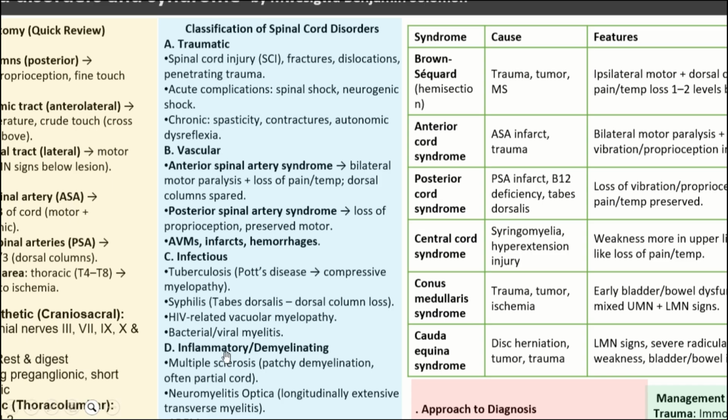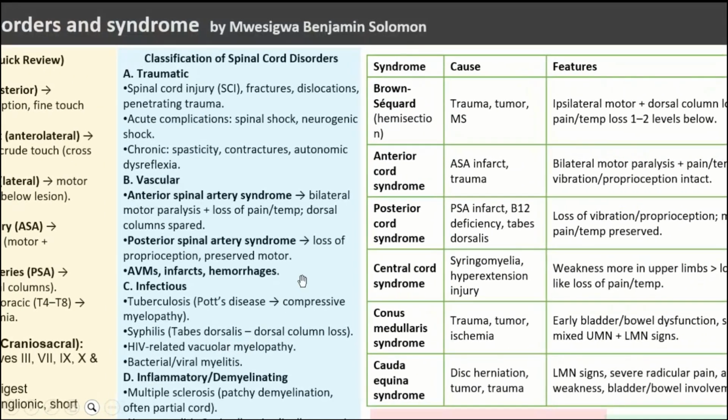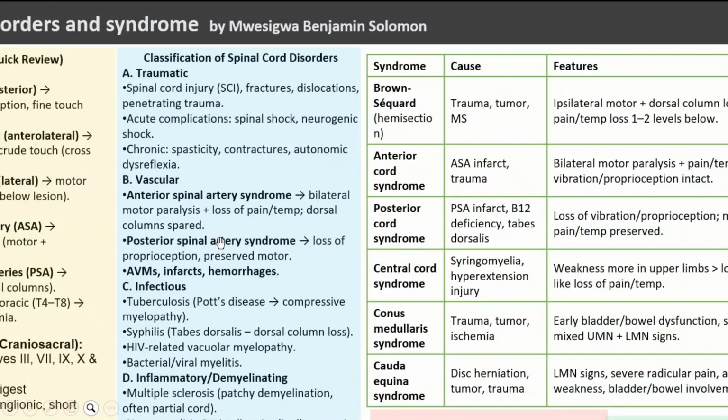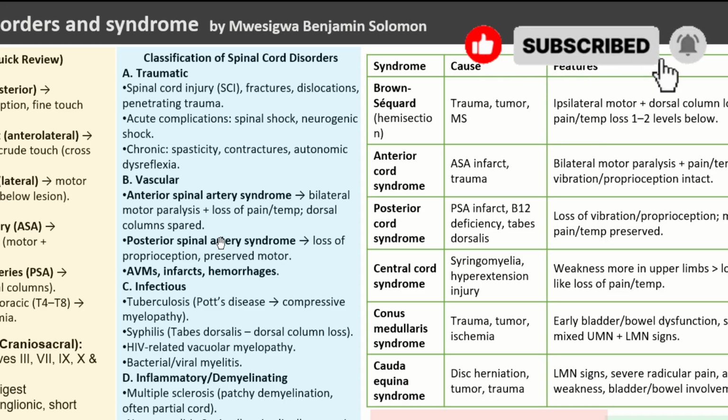So if we have an injury above that level, above T1 or within that area of T1, we are going to have loss of sympathetic activity, and the sympathetic activity is important for the sympathetic tone. So we're going to have a massive vasodilation, and that is going to cause the neurogenic shock.